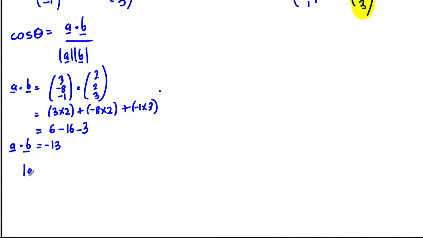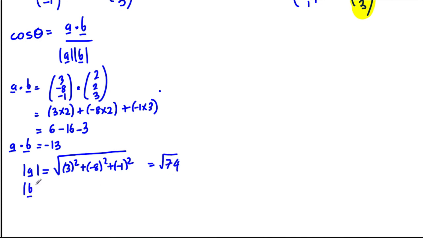If we work out the modulus of A, well, that's clearly going to be the square root of 3 squared plus negative 8 squared plus negative 1 squared. And if we work that out on our calculator, we get the square root of 74. If we work out the modulus of B, well, that's going to be the square root of 2 squared plus 2 squared plus 3 squared.